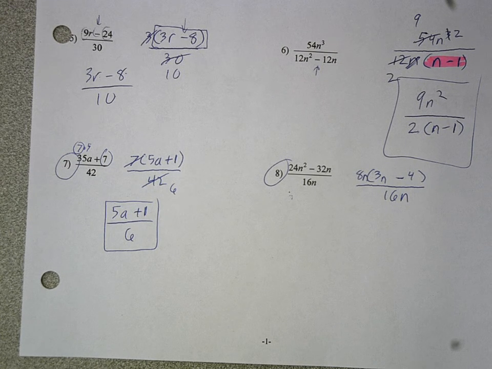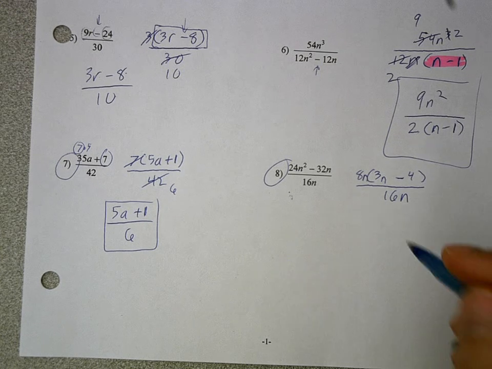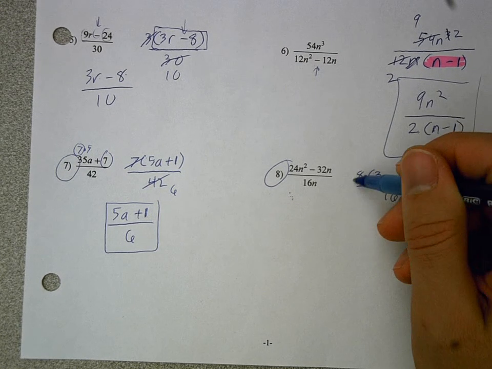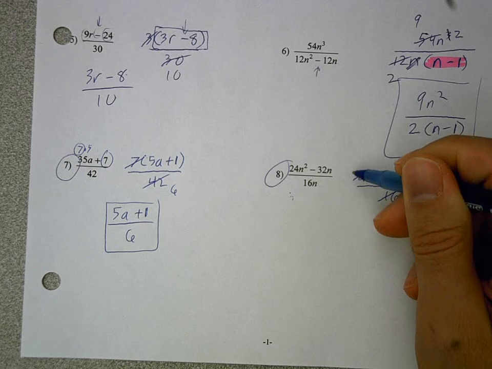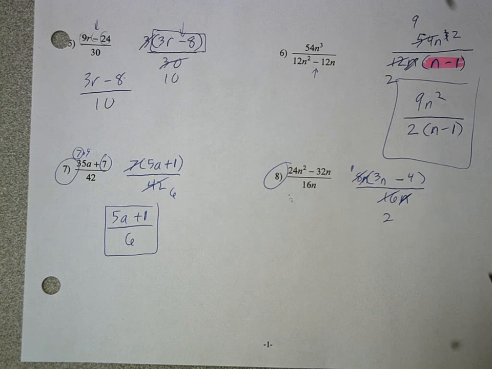How do I do that? Like what do I cancel out? What's left over? One over 2, because 8 goes into 16 2 times. So you have like 1 and 2. And the n's just cancel out, right? Or reduce. n divided by n is 1.